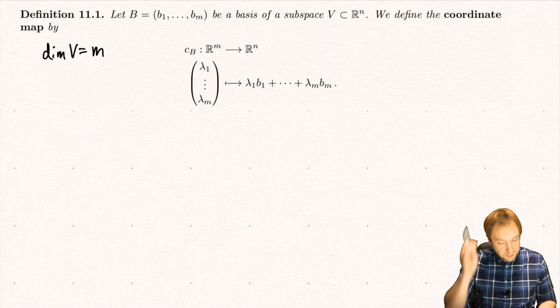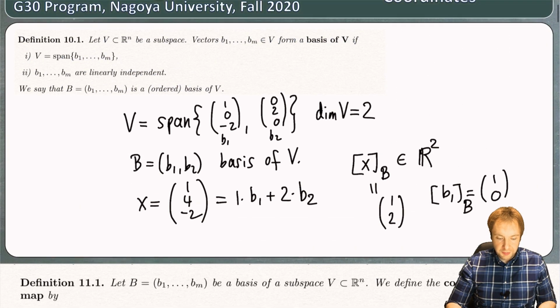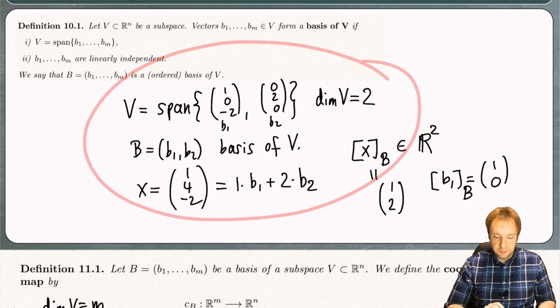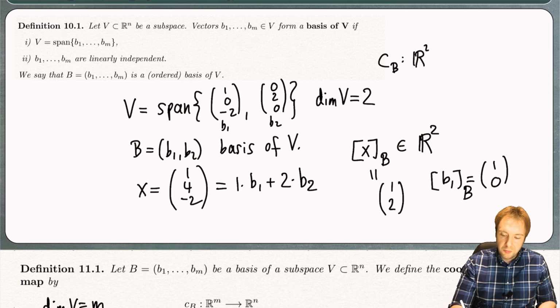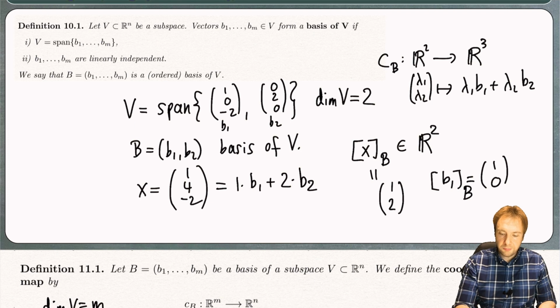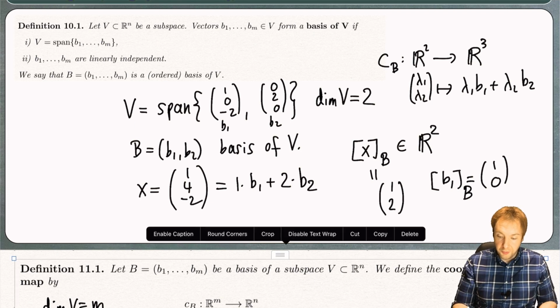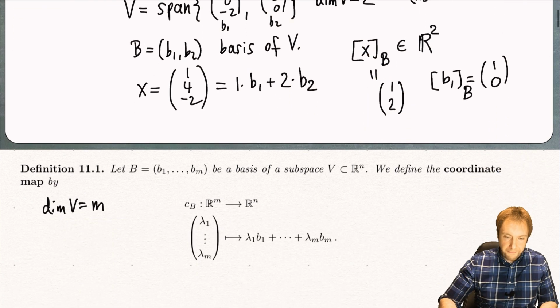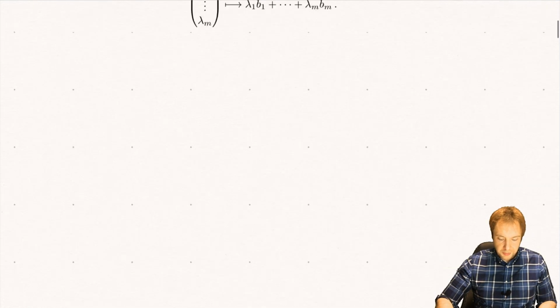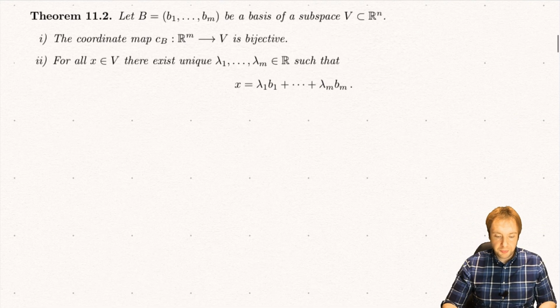Okay, and so here in the example before, with this subspace here, we would have that CB is a map from R2 to R3, sending lambda 1, lambda 2, exactly to this lambda 1 times B1 plus lambda 2 times B2. So for example, we see here that this (1, 2) gets sent exactly to the x.